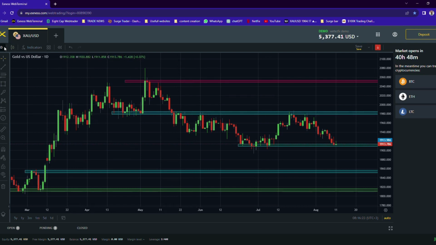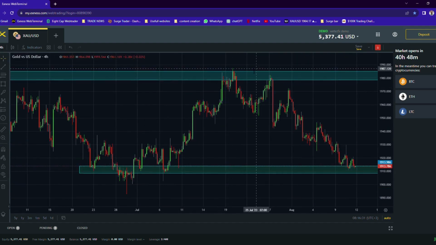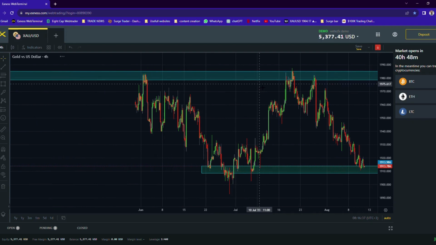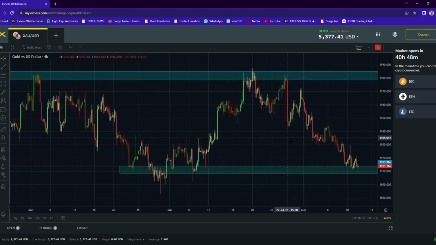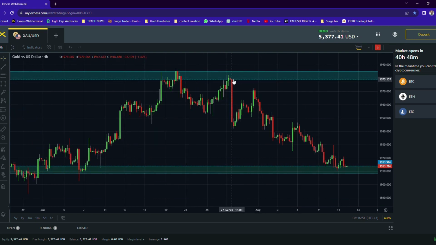So let's come back to our weekly analysis. We are going to go to the 4 hour chart, and as you know, this was a key zone for the market structure on gold at 1980, and we saw a rejection. In the previous weeks, we saw a rejection, and the market came back to the same structure, and we saw a big sell-off of gold.